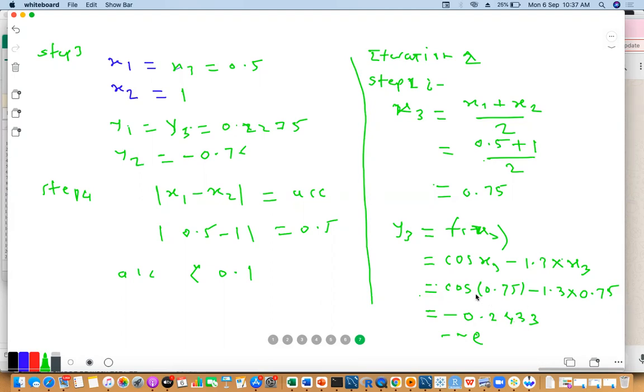So what we will be doing? Whatever was earlier negative, that we will replace. In the earlier one, what was negative? Here, y2 was negative. So our new y2 will be this y3, and the new x2 will be this x3. You have got it, right? So now it must be more clear that in each iteration, we want one positive value, one negative value.